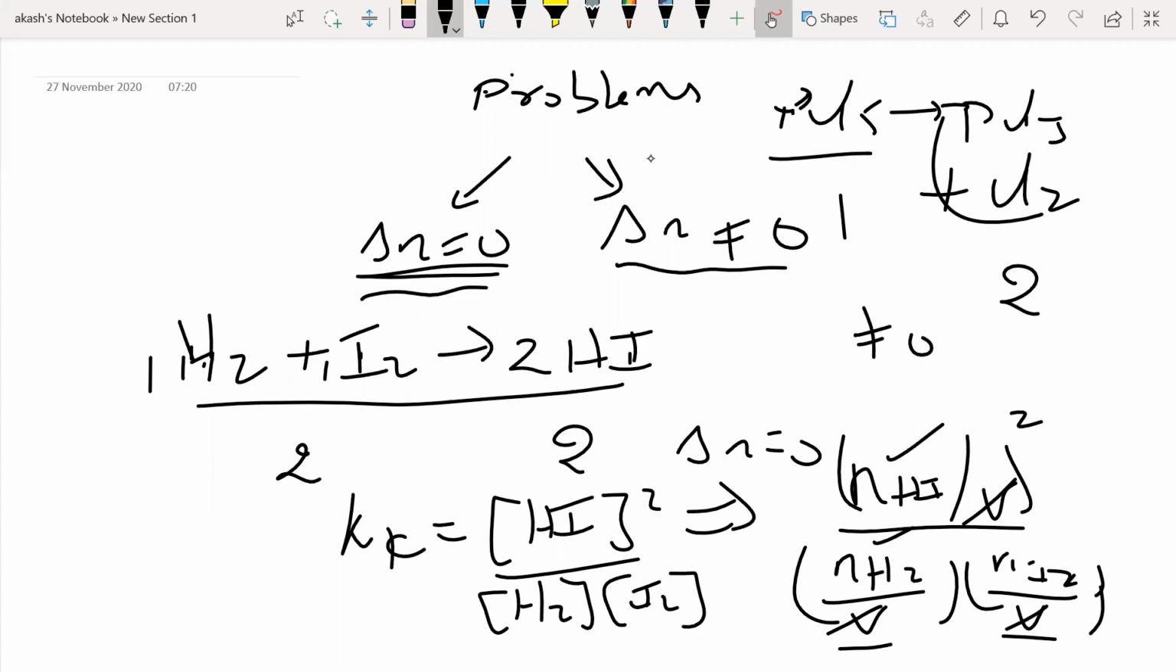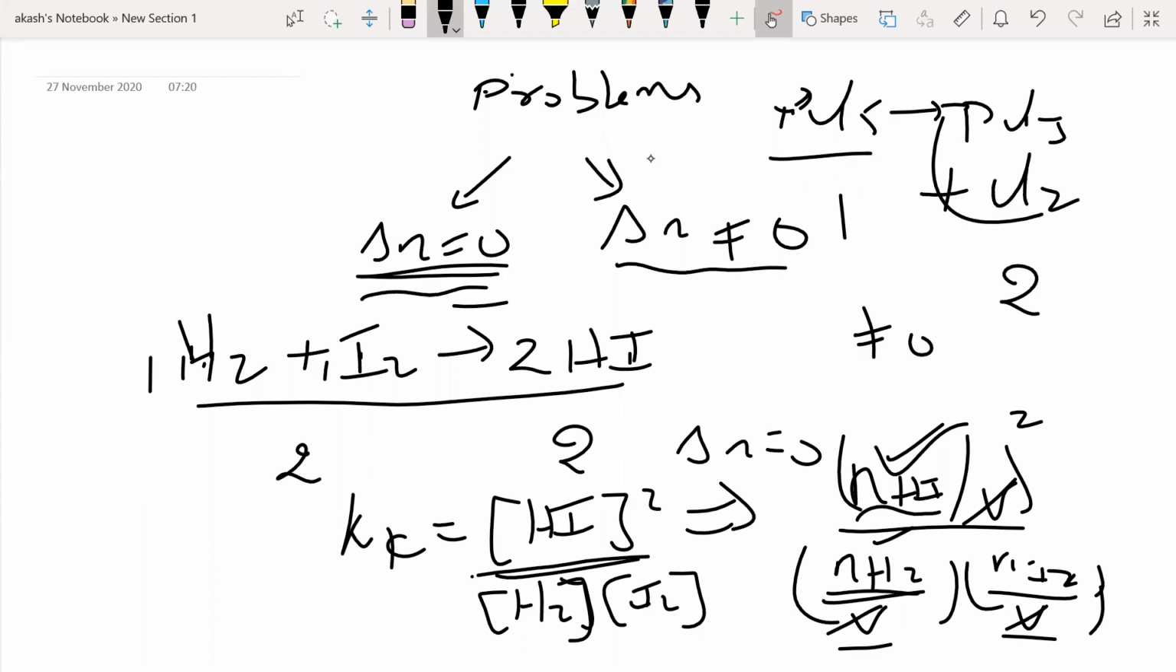So what I see here is that instead of using the concentrations, we can actually directly use the number of moles itself. That's what I'm telling. So what will be number of moles of HI squared divided by number of moles of H2 into number of moles of I2. So basically, instead of doing it in terms of concentration, for delta n equal to 0 kind of reactions, you can directly use the number of moles. There is no need to use concentration. Even if you use concentration, it doesn't matter. You're going to get the same answer, but just that one step will be a little less.